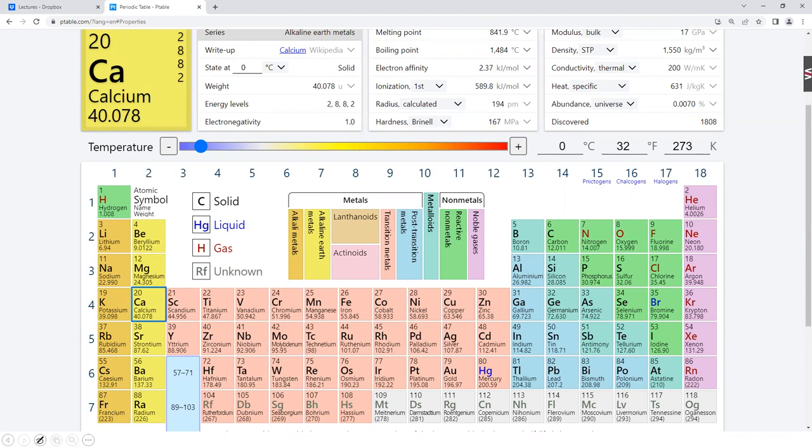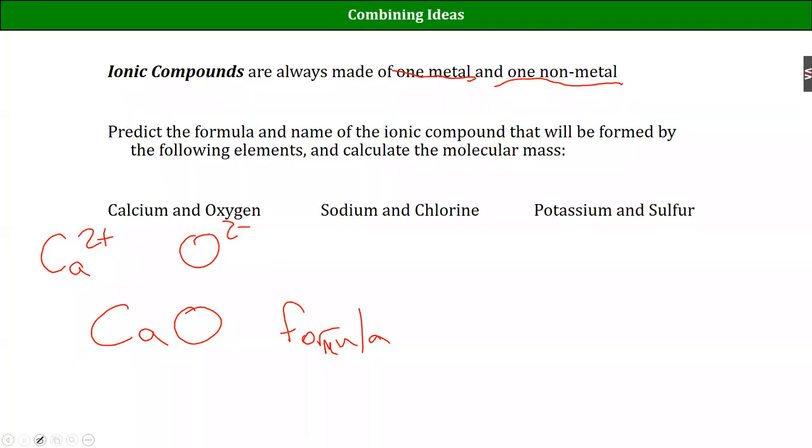Plus, if the charges are always going to add up to zero, well, if the calcium lost two electrons, where did those two electrons go? To the oxygen. The oxygen has two extra electrons, right? So as long as all of our charges are adding up to zero, we don't need to worry about the fact that losing electrons changes the mass, because it doesn't really.